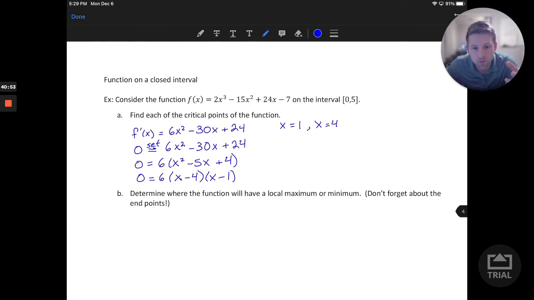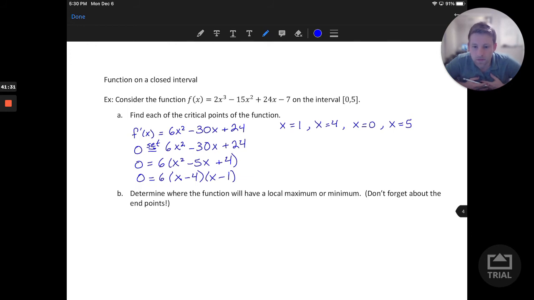And we also want to consider the endpoints here as critical points in this closed interval. That's something different that we have to consider. With a closed interval, we want to think about x equals 0 and x equals 5 as additional critical points. These could be maximums and minimums of the function because we're only looking at that specific interval from 0 to 5. Those endpoints would have to be considered.